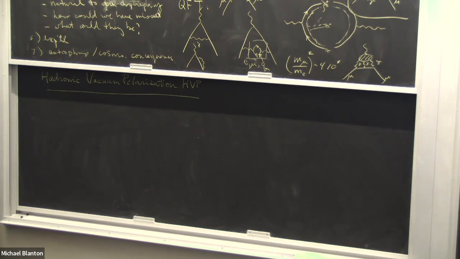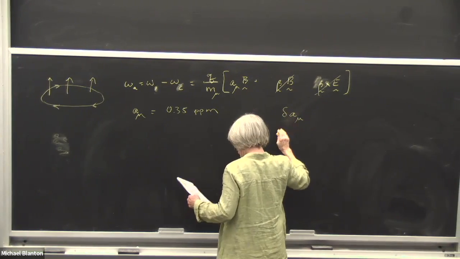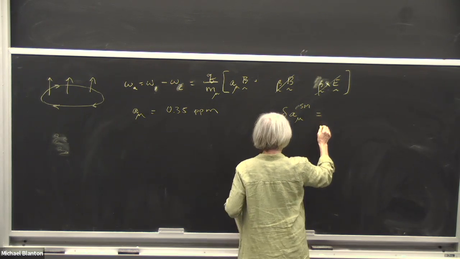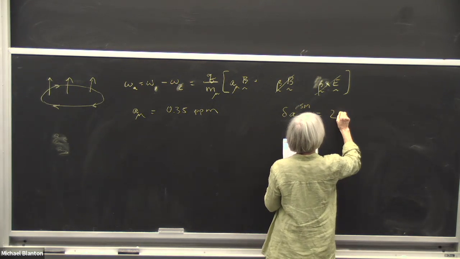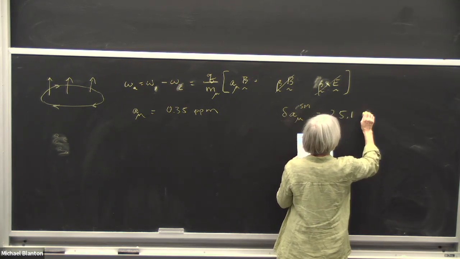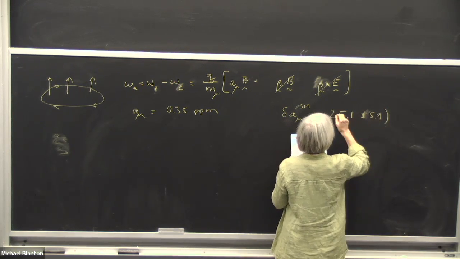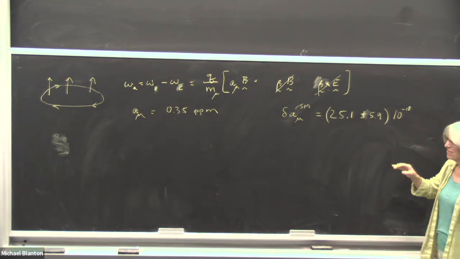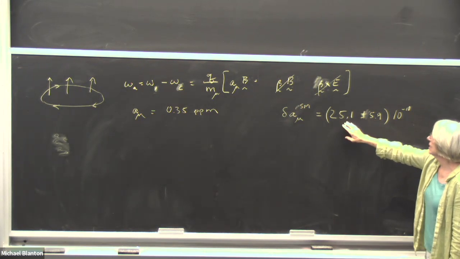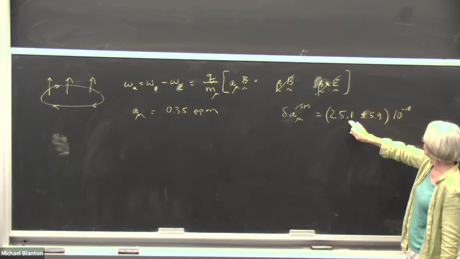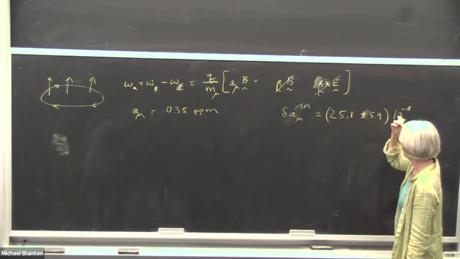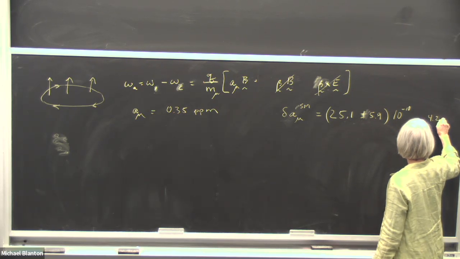Anyway, the discrepancy, I call it delta a_mu. The difference between experiment and the standard model, in these units, is 25.1 plus or minus 5.9 times 10⁻¹⁰. It's stunning that the precision of the measurement is so good. This is 4.2 sigma. This one by itself may not be 4.2 sigma, but there's another experiment, and combined it is. The new one, from 2001, is the most accurate, but together they're 4.2 sigma.